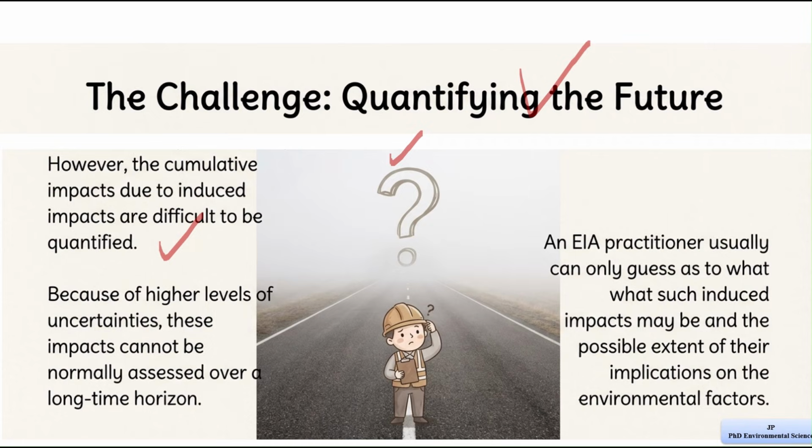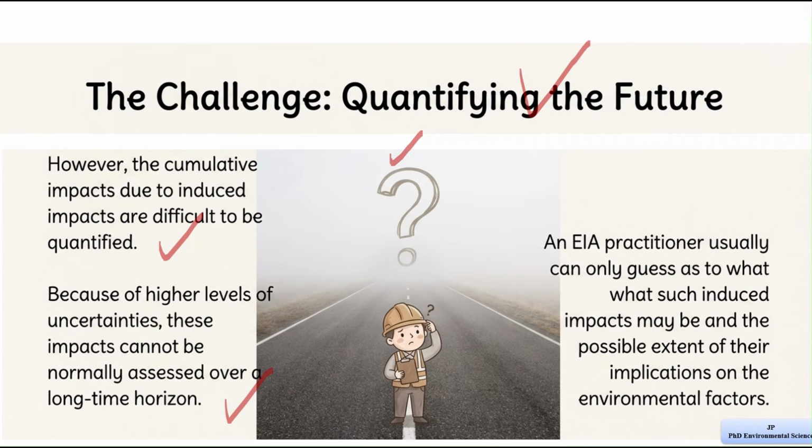Long time horizon: these impacts often occur gradually over many years. EIA studies usually focus on shorter time frames. Long-term changes are harder to track and predict. Complex cause-effect chains: impacts are not direct, they involve multiple steps and interactions. For example, if a project will be there, it will lead to growth, land use change, and environmental stress. Lack of clear data: no exact data exists for future developments. Planners must rely on assumptions or models.